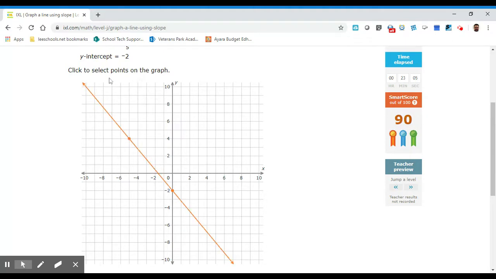What you'll notice is that anytime you have a negative slope, your line will go down when you go left to right. It goes downhill left to right. If it's a positive slope, it's going to go uphill left to right. If it was positive, it would be over here because it would be going uphill left to right. A slope that's negative goes downhill.